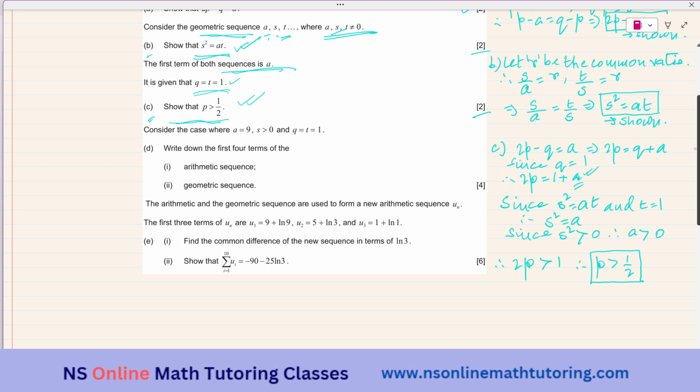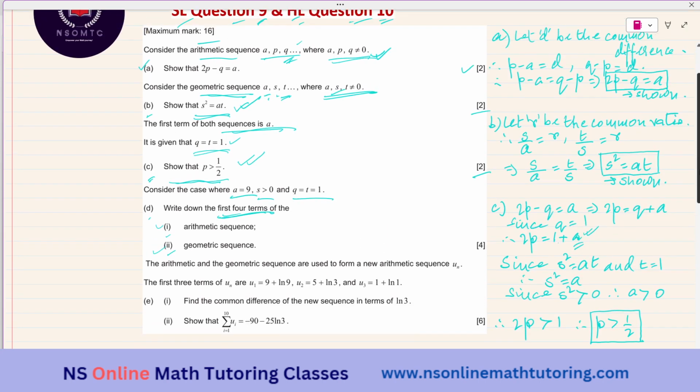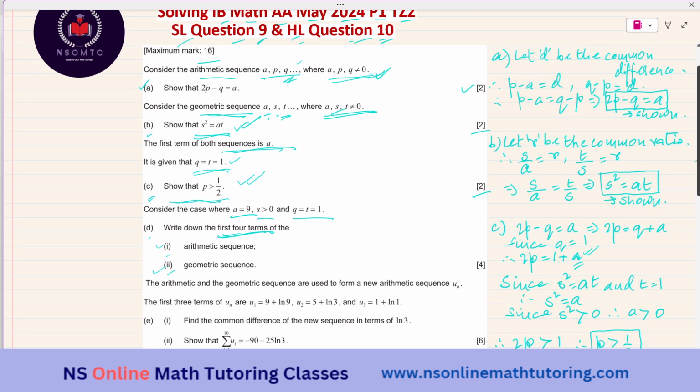Consider the case where A is equal to 9, S is greater than 0 and Q equal to T equal to 1. Subpart D, write down the first 4 terms of the arithmetic sequence. This is the I subpart and the subpart II is the geometric sequence, first 4 terms. Okay. It is containing 4 marks. So let me come over here. D, I.